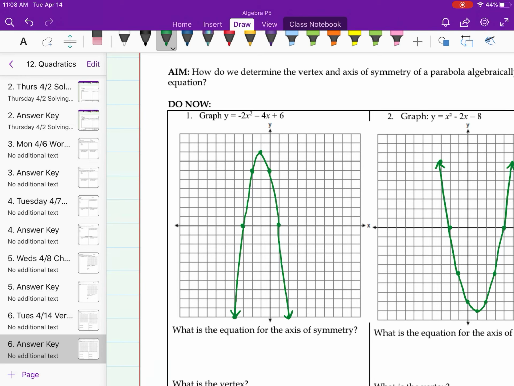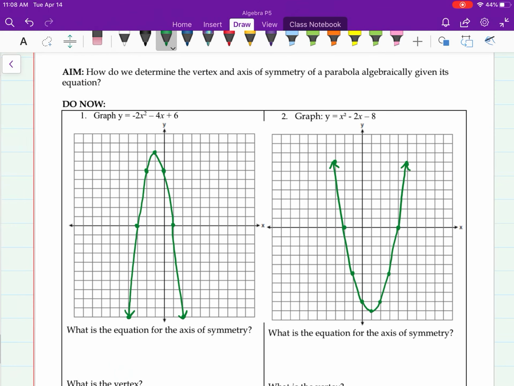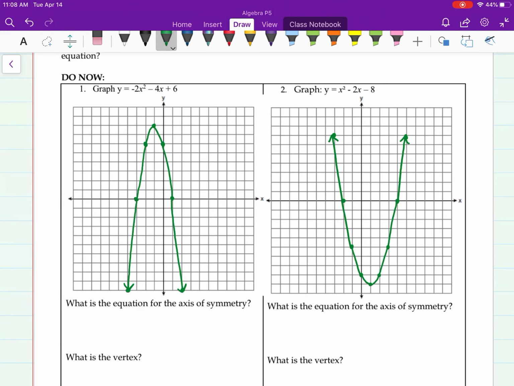Today's lesson is for Tuesday, April 14th. You can find this in the quadratics folder. Today we're going to talk about how to find the axis of symmetry and the vertex algebraically. For the sake of saving time, I already graphed do now questions number 1 and number 2. You don't need to watch me do that.